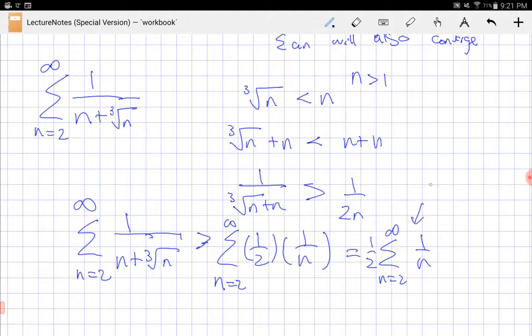And we know this is a harmonic series, which means the series will diverge. Since this series diverges, the two series are equal, so this series will diverge. Since the original series is larger than a diverging series, we know that the larger series will also diverge.